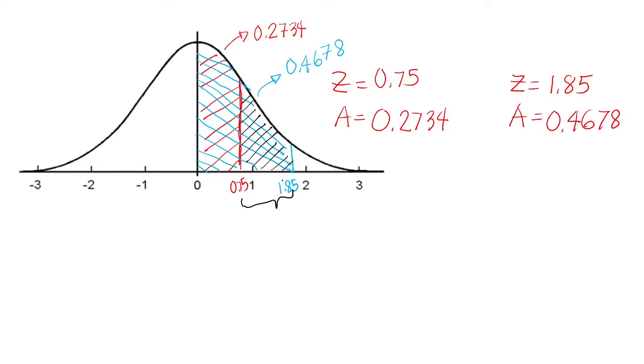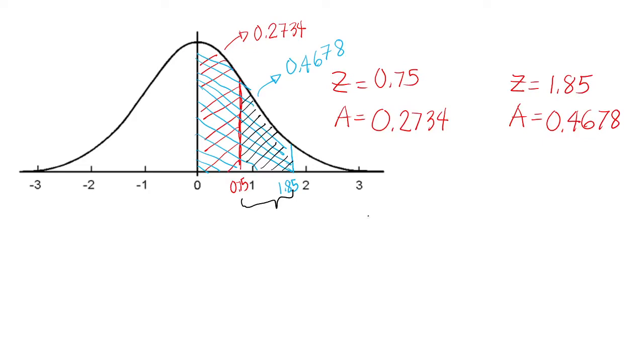Okay? So what are you going to do with 0.4678 and 0.2734? So take note, the blue part there is 0.4678. The red part there is 0.2734. Take note, the red part is a part of the blue part. Right? If I subtract the red from the blue, I will get the black portion. Am I understood, Section Galileo?